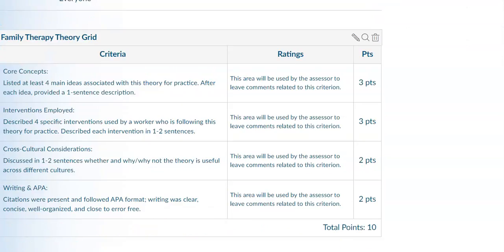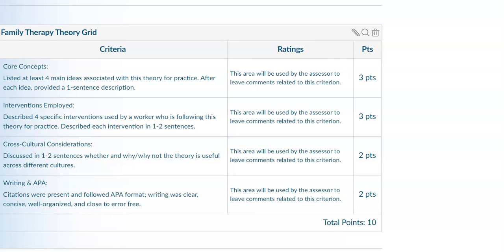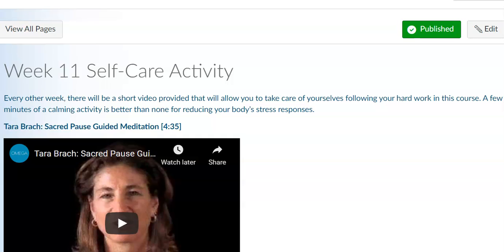The last item for this week is a self-care activity, and it is a guided meditation. So I would encourage you to avail yourself of that opportunity to take a few minutes for self-care.